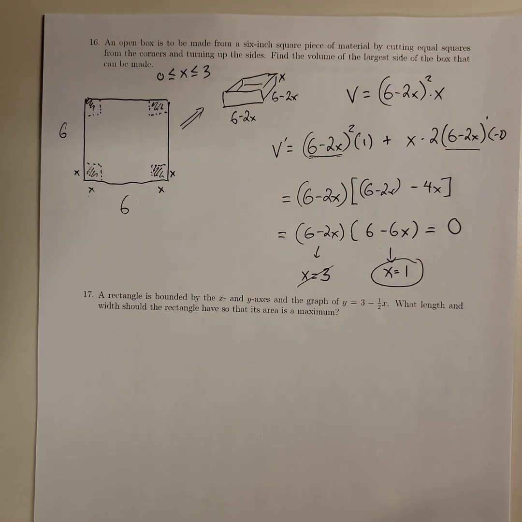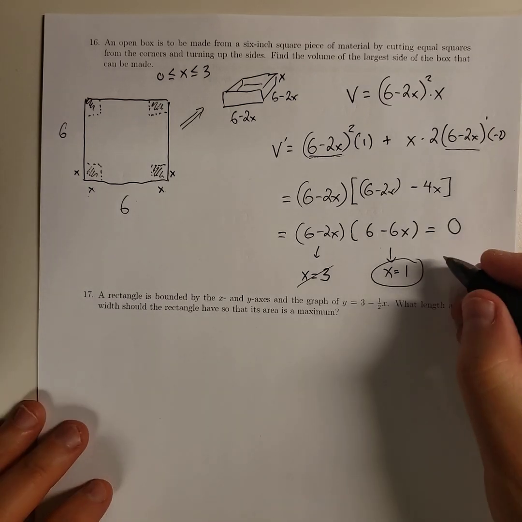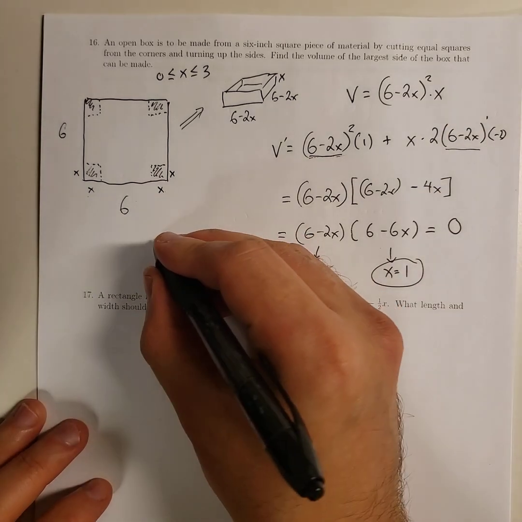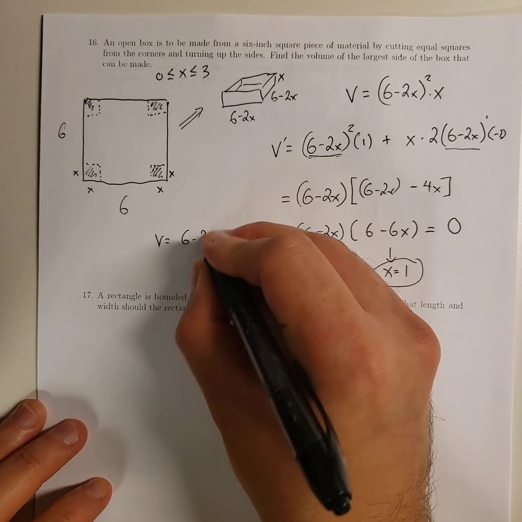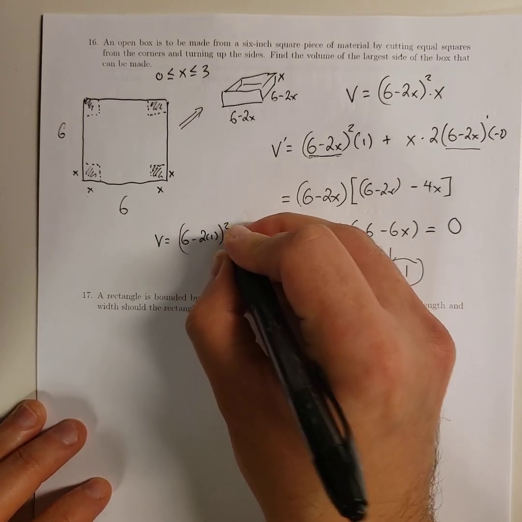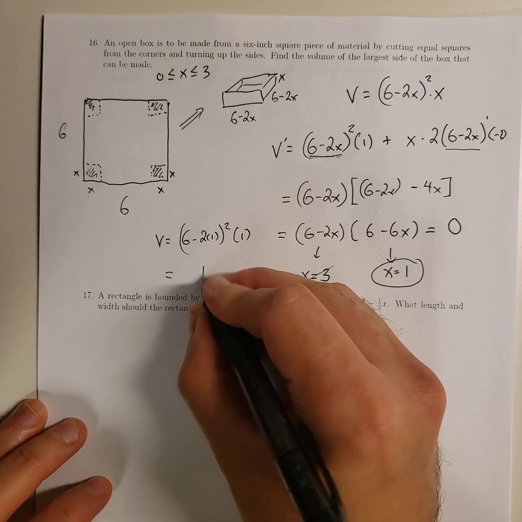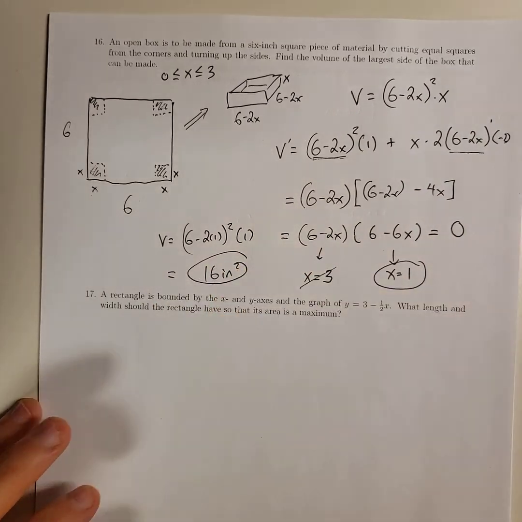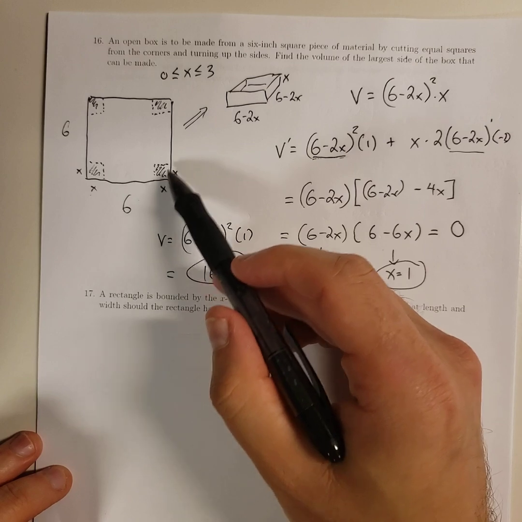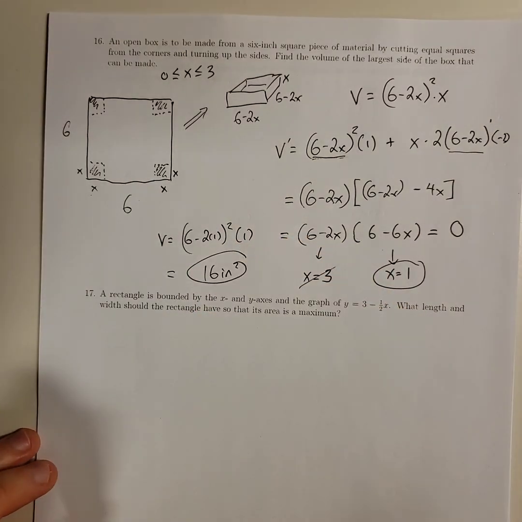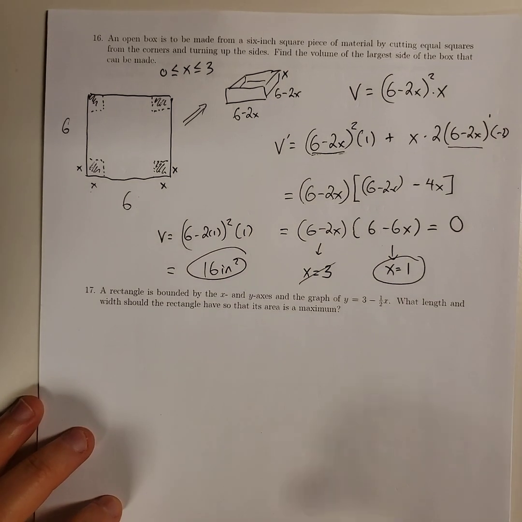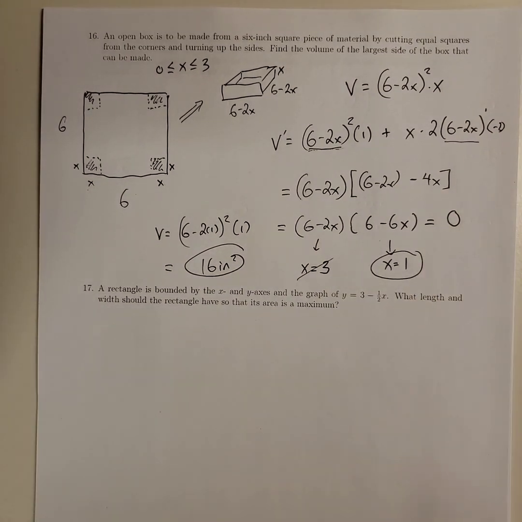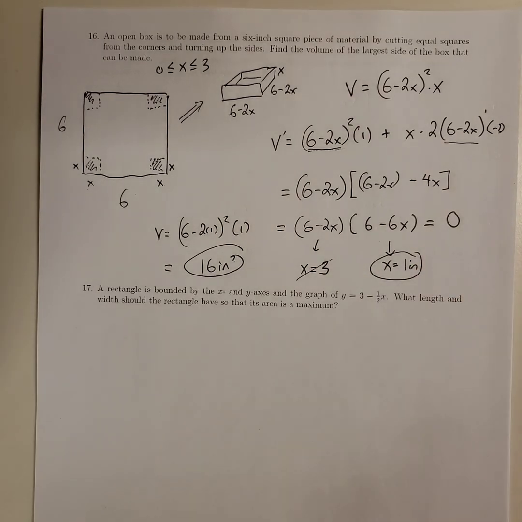So 1 inch cut out of this will give us our largest volume box. And then you can plug back into the volume to see what that would be. So that'd be 6 minus 2 times 1, squared, times 1. And that comes out to be 16 cubic inches. So you could even try, if you want to do a half an inch or if you want to do 2 inches, see what volume of a box you would get. You would always get smaller than the 16. So the 16 is the best you get using 1 inch as how much you cut out of the box.